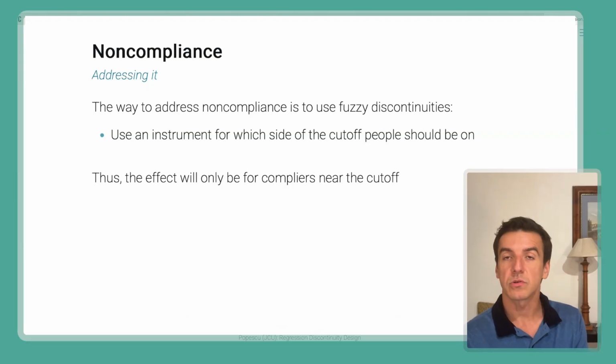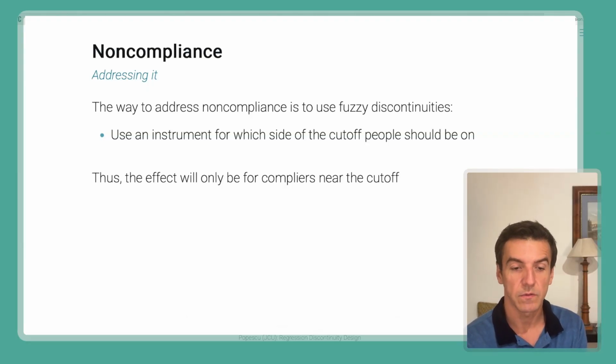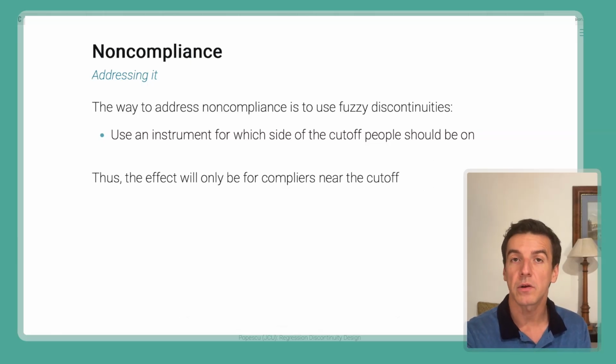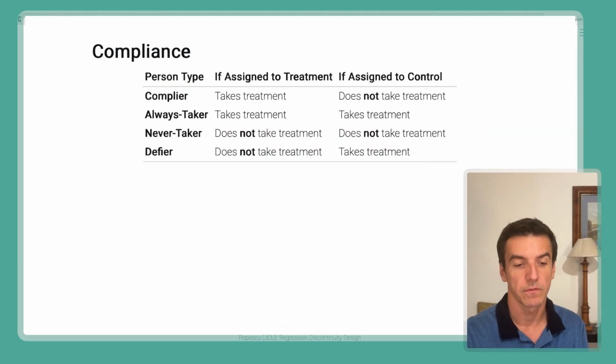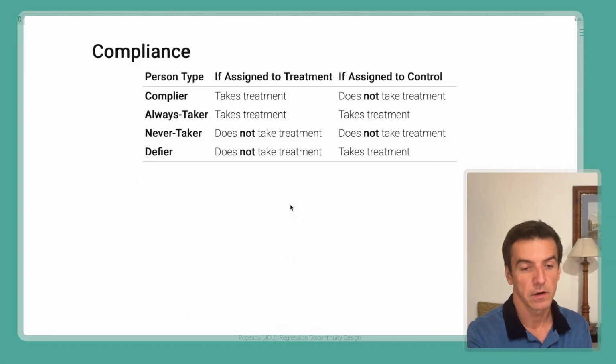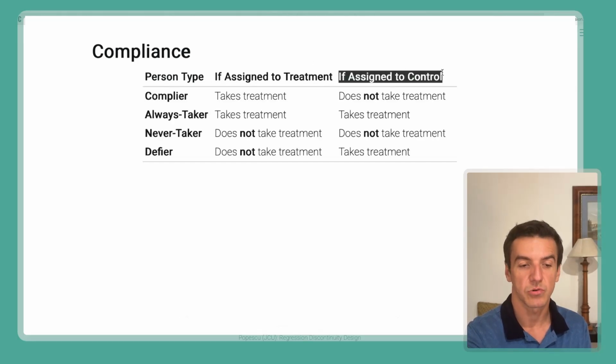So the way to address non-compliance is by using fuzzy RD. Fuzzy discontinuities fundamentally use an instrument for the side of the cutoff that people should be on. So then the effect will only be for compliers just near the cutoff. So here's how we can think about compliance. Imagine that we have 4 person types, and then we have 2 columns: if people are assigned to treatment and if people are assigned to control.